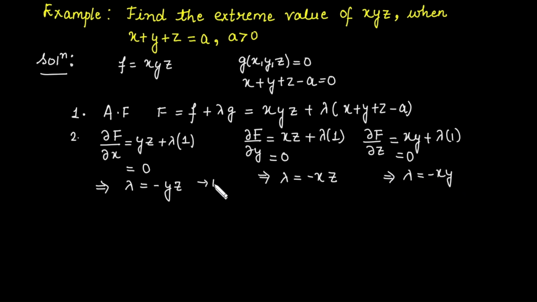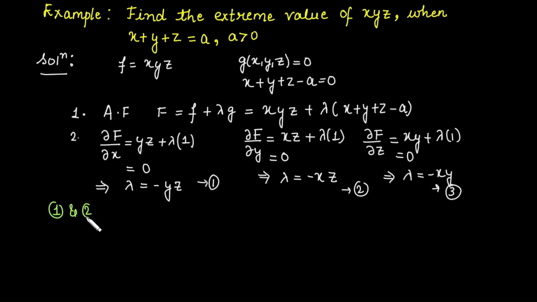We are getting 3 equations, where in the first equation lambda is equal to the negative of yz, in the second negative of xz, in the third negative of xy. Using these 3 equations, find the relation between x, y and z.